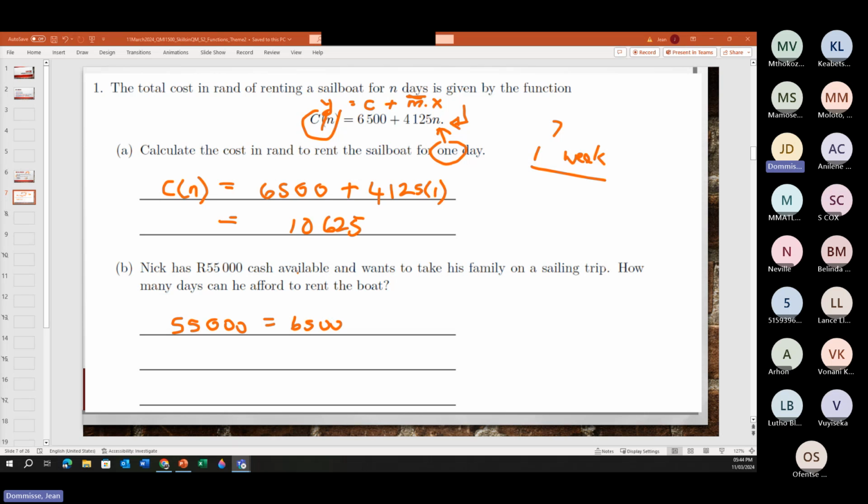Okay, so we've got the 55,000, which is the total cost. We've got the 6,500. Then we've got the 4,125, but we will need to work out how many days. So the first thing is to get rid of the 6,500, so we will subtract that from both sides.